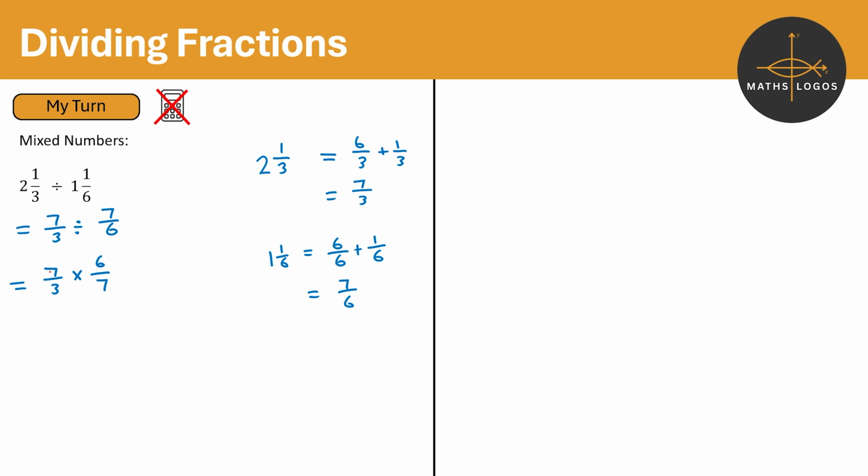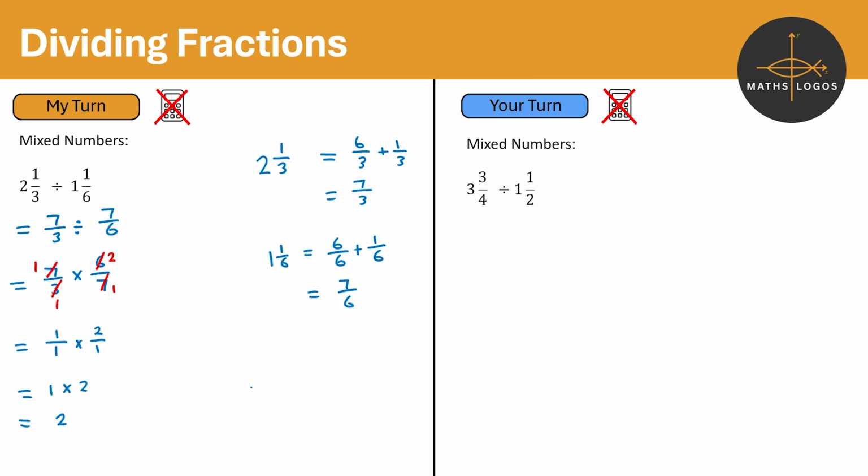I can then do some cross simplification. So I'll divide through by a factor of 7 on the numerators and on the denominators. And remember, I can only do that at this point when I'm multiplying the fractions. And I'll divide through by a factor of 3 on my numerator here and 3 on my denominator here. So I'm going to rewrite these fractions so it's just nice and clear. I've got 1 over 1 multiplied by 2 over 1. And 1 over 1 is just 1, and 2 over 1 is just 2. So my answer is 2.